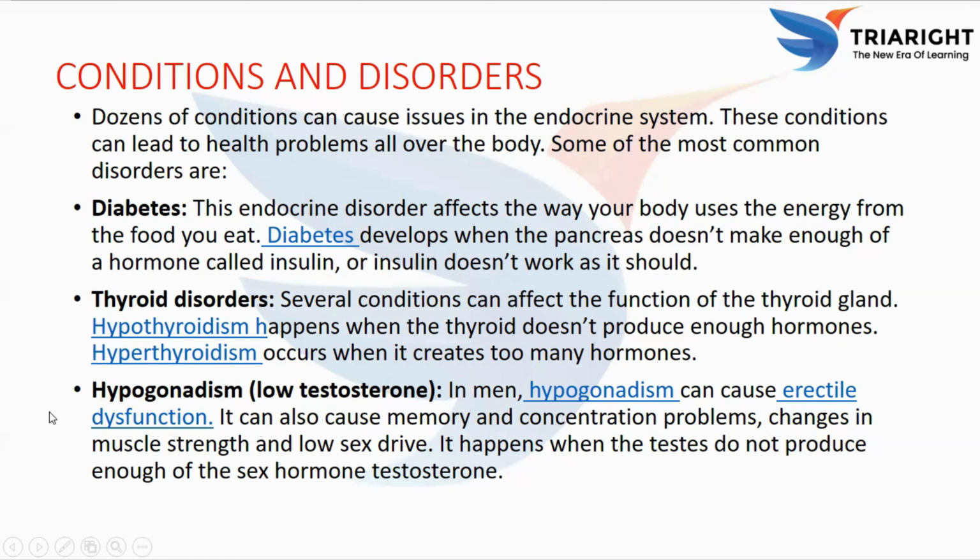And the next disorder is hypogonadism, which is low testosterone. So in men, the testis makes a hormone called testosterone, right? So this testosterone controls the muscle strength, sex drive, mood and energy. This hypogonadism occurs when the testis doesn't produce enough testosterone. Until and unless the testosterone is produced properly, there will be no condition of hypogonadism.